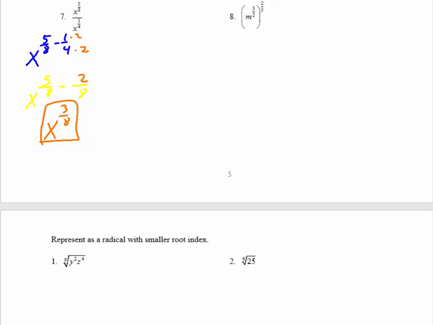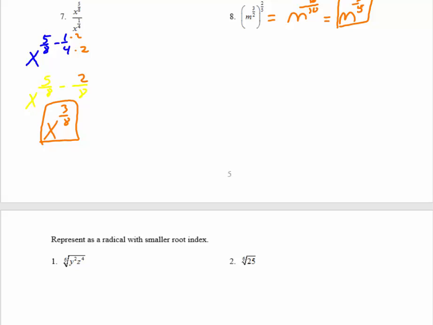Number 8, again, we just have the power rule with a power on the outside, which means we multiply powers. Multiplying straight across, on number 8, we have m to the 3/2 all raised to the 2/5 power. So multiplying straight across, 3 times 2 is 6, and 2 times 5 is 10. So just reducing 6/10, that reduces by 2, so we end up with m to the 3/5.